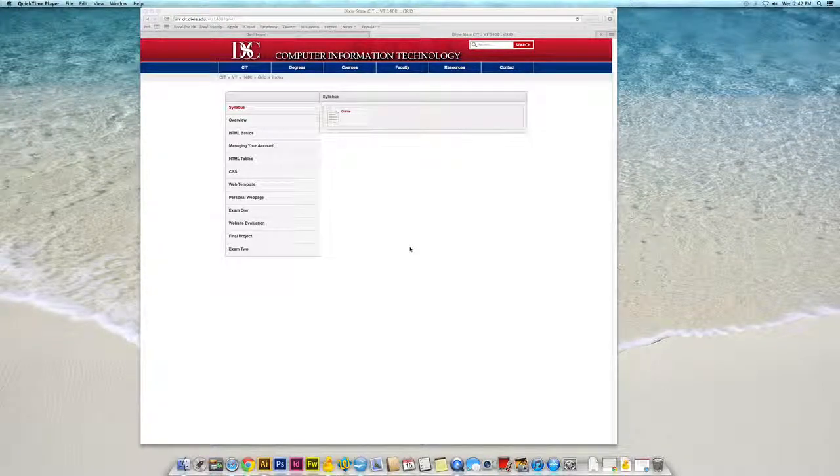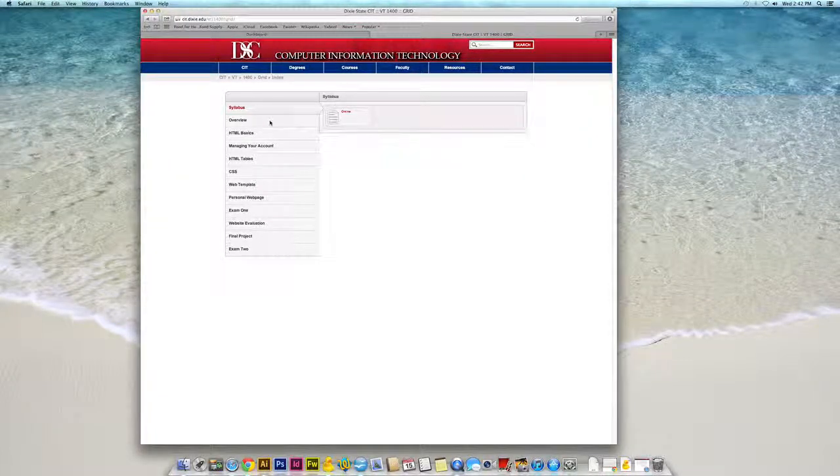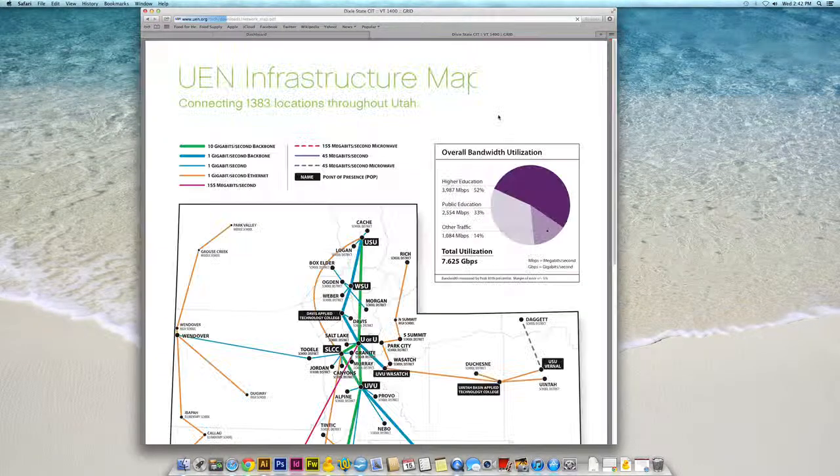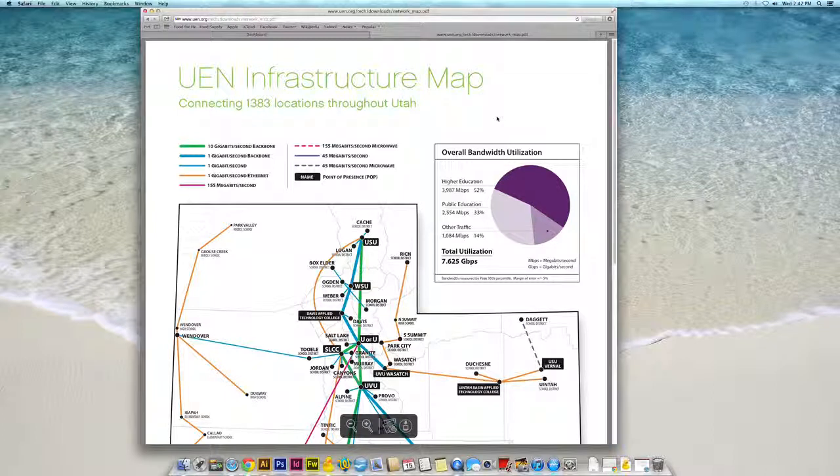Okay, we're back on the VT1400 grid. Let's talk about, in our overview section, this UEN infrastructure map. I'm going to go ahead and click on this map. It really has some interesting pieces of information.